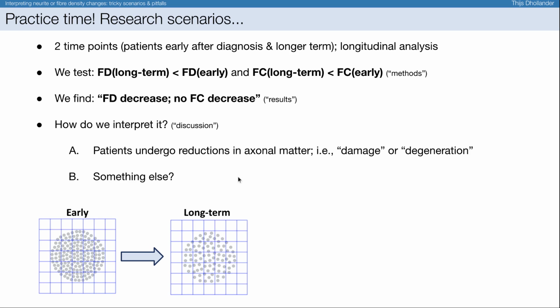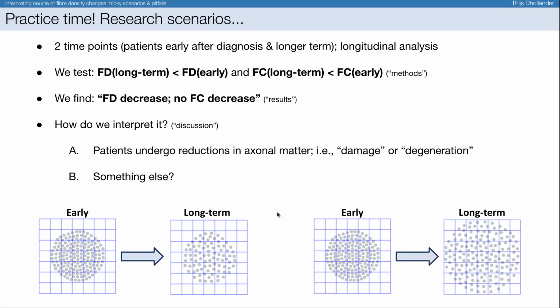Well, I'll give you this scenario. In this scenario, indeed, the fiber density is decreased from here to there. And we checked whether the FC was decreased, and we found no FC decrease. Is the FC not decreased? Indeed, the FC is not decreased. It is increased, and we had not checked that there. But the FC has increased.